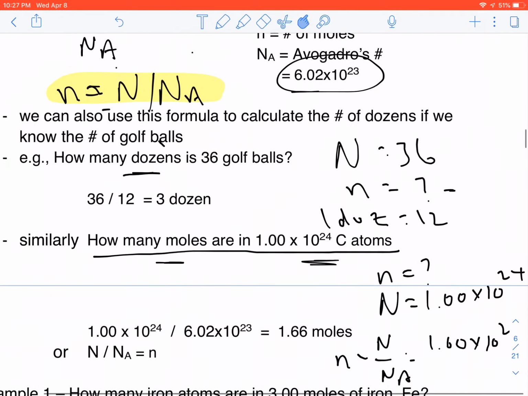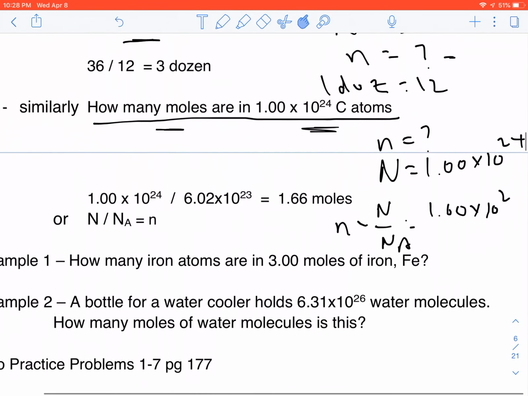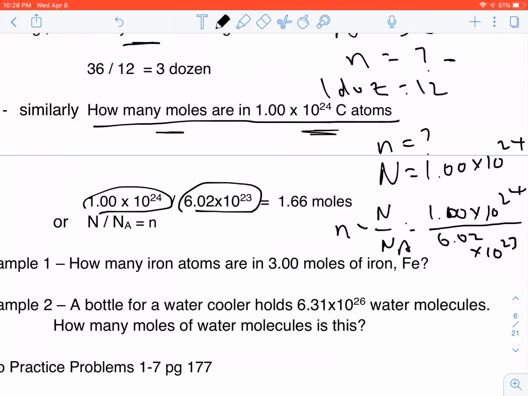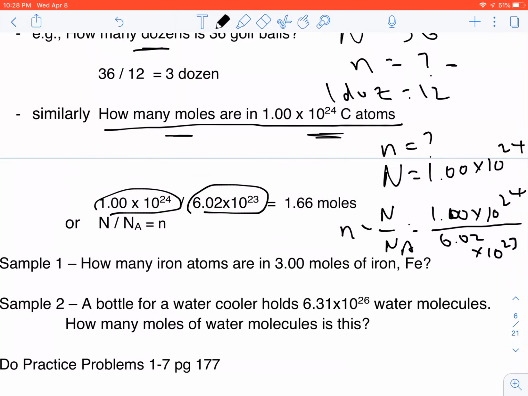1.00 times 10 to the power of 24, and divide it, 1.00 times 10 to the 24th divided by 6.02 times 10 to the power of 23. Okay, and I believe that when I take this number and divide it by Avogadro's number, I get 1.66 moles.